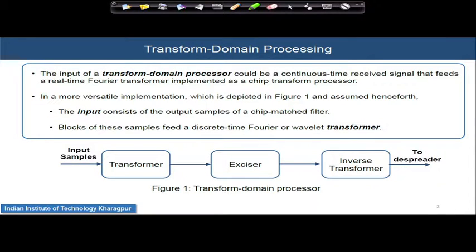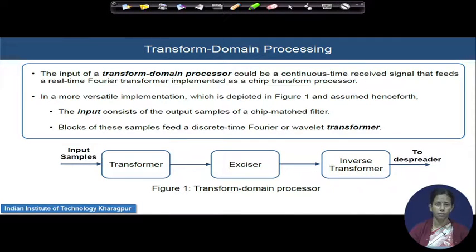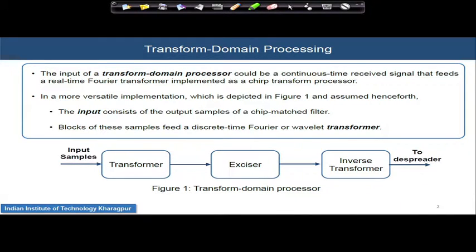Inside transform domain processing, basically we see a transform domain processor which takes the inputs from the matched filter. The sampled matched filter output is taken in a block of N chips. The inputs come into the transformer from the matched filter output, where the matched filter is matched to the chip waveform. We have also seen that inside, this transformer can be a real time Fourier transformer, or it can be a wavelet transformer also.